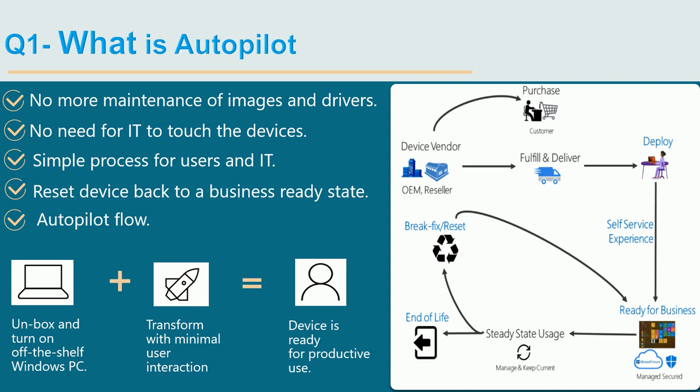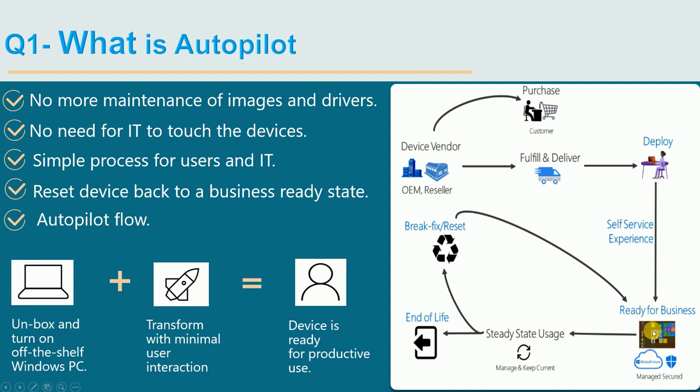Now, here's the flow of how Autopilot works. You get a device from the device vendor, it is fulfilled and delivered, it reaches the user, and it starts deploying. This is the self-service experience. The user has the username and password, turns on the device, enters the username and password, and then it's ready for business use.